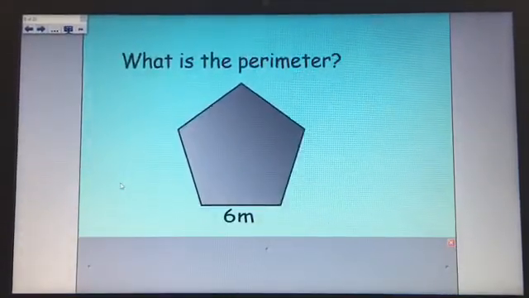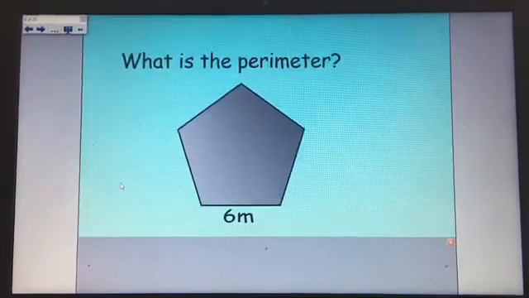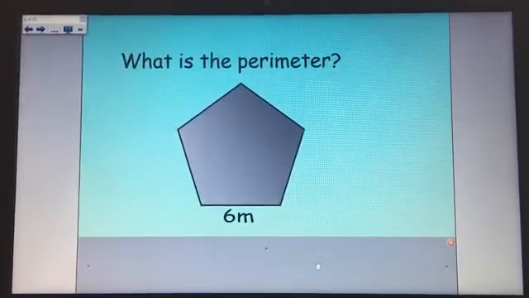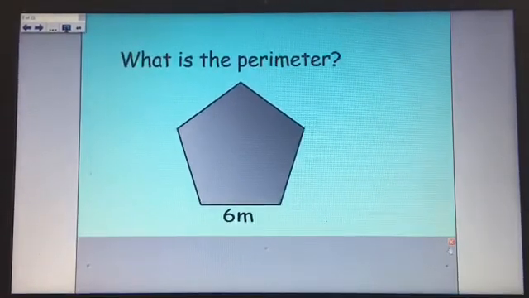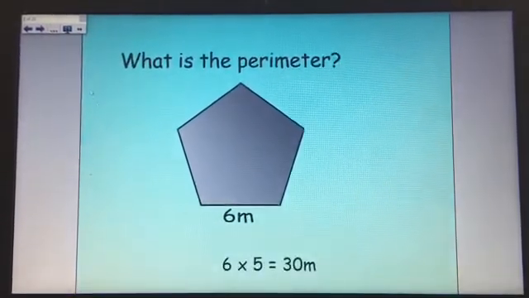What's the perimeter? So the distance around the outside of a pentagon. So if each side is 6, you'd have to multiply 6 by 5 because there's 5 sides, and the perimeter would be 30 meters.